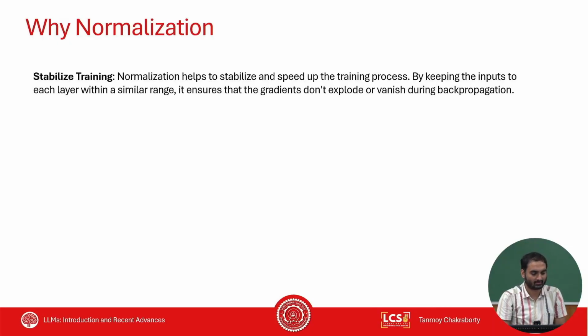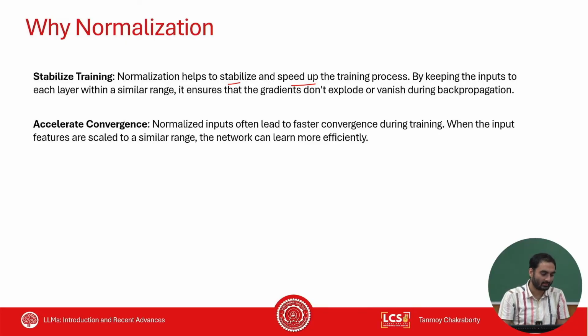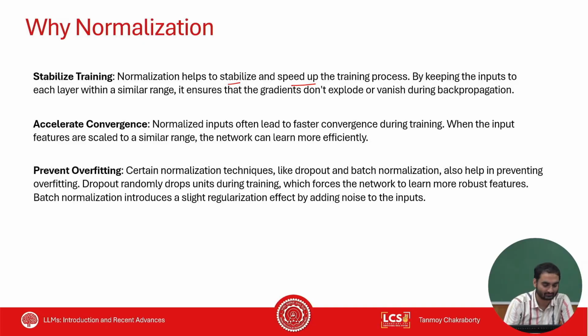Normalization has a series of benefits. The first benefit is that it will help you stabilize and speed up the training process, by keeping the inputs to each layer within a similar range or within a similar distribution. It ensures that the gradients don't explode or vanish during backpropagation. It is also very effective in accelerating convergence. There are empirical studies which showed that if you use normalization versus if you do not use normalization, in the former case the model converges faster than in the latter case.